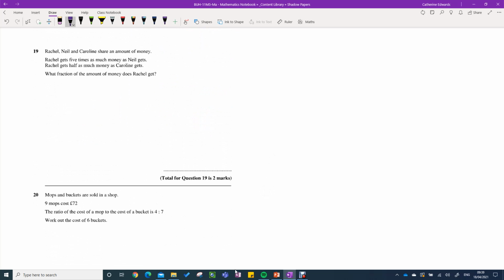Rachel, Neil and Caroline share an amount of money. So I've got Rachel, I've got Neil, I've got Caroline. Rachel gets 5 times as much money as Neil gets. So I'm going to do Neil's here. We don't know how much it is. Rachel gets 5 times that. So 1, 2, 3, 4, 5.